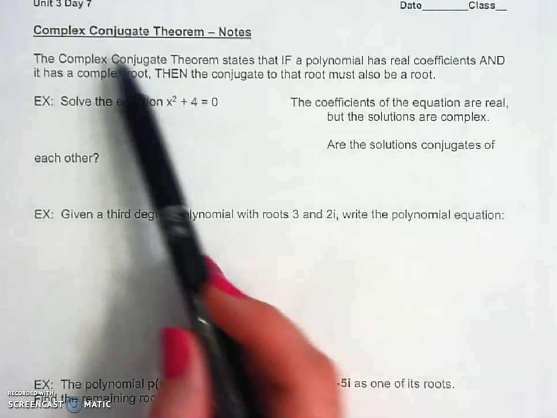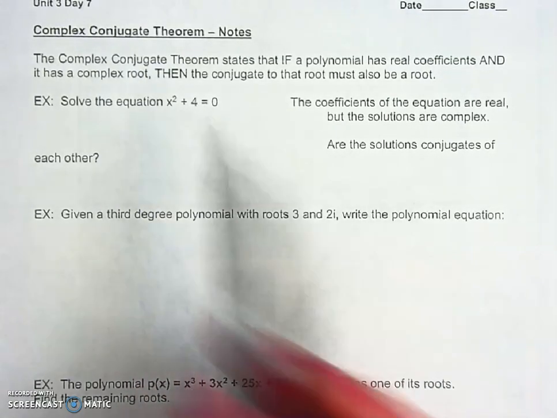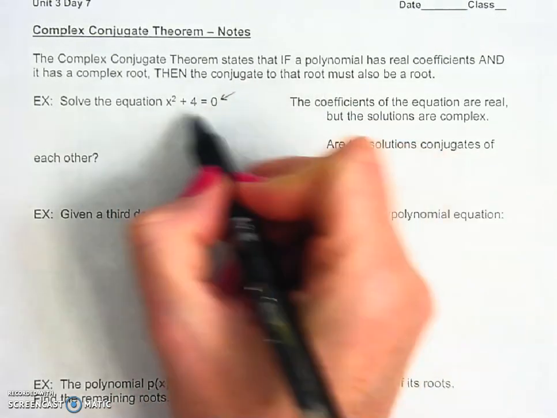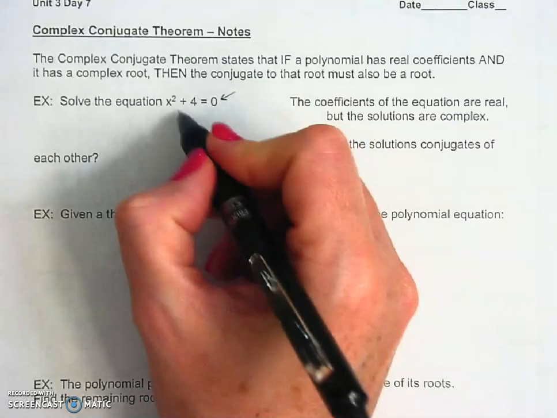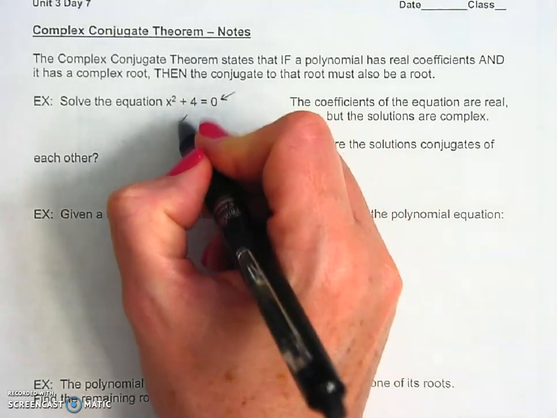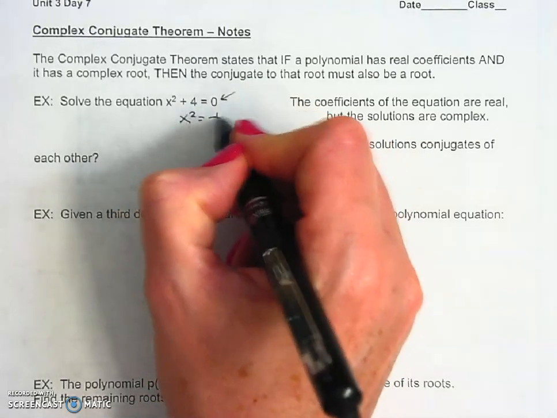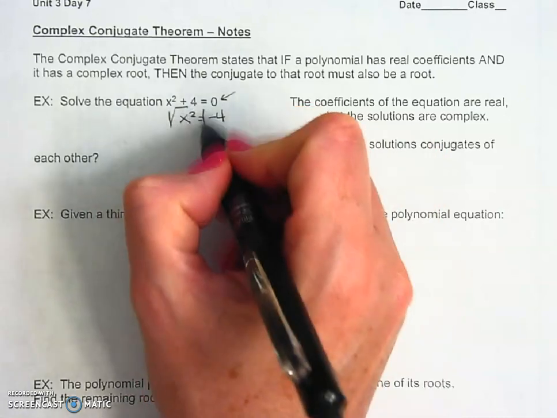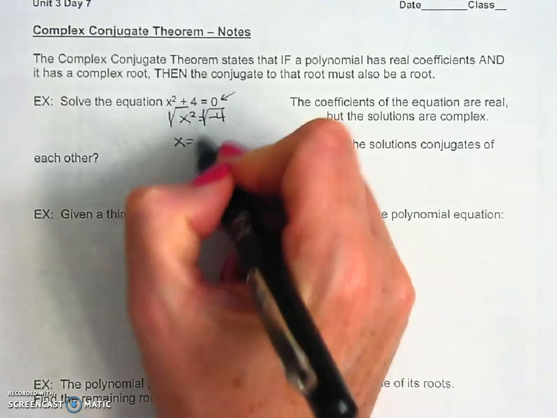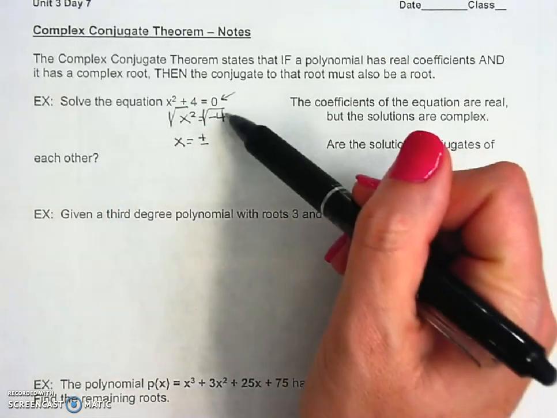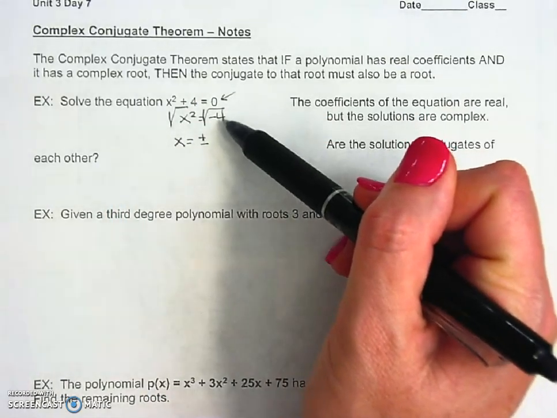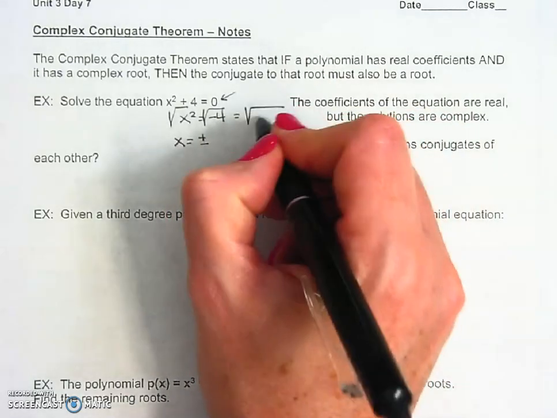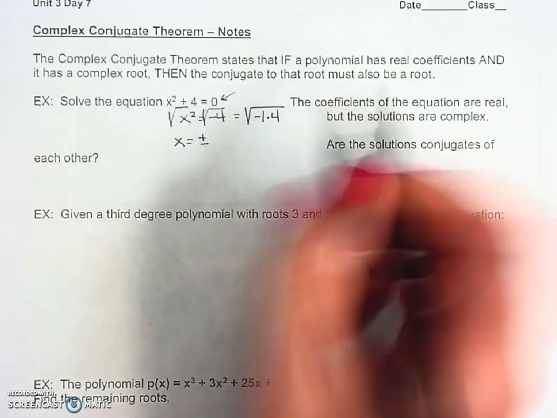All right, this is our video for complex conjugate theorem. We started off by talking about this basic equation right here. If you were to solve this, you would subtract 4 from both sides, and you'd have -4, and then you would square root, and you'd have x equals plus or minus the square root of -4.